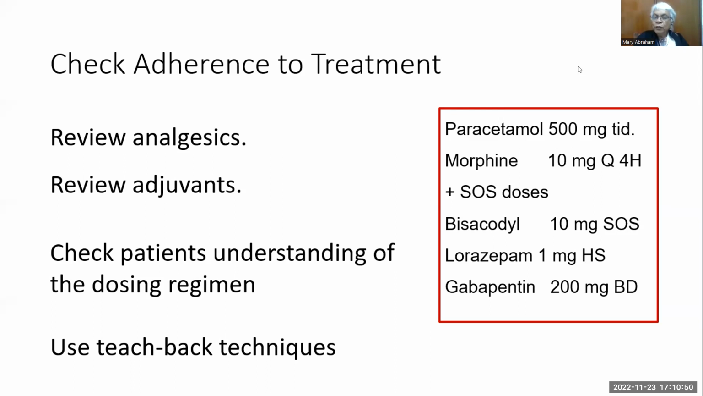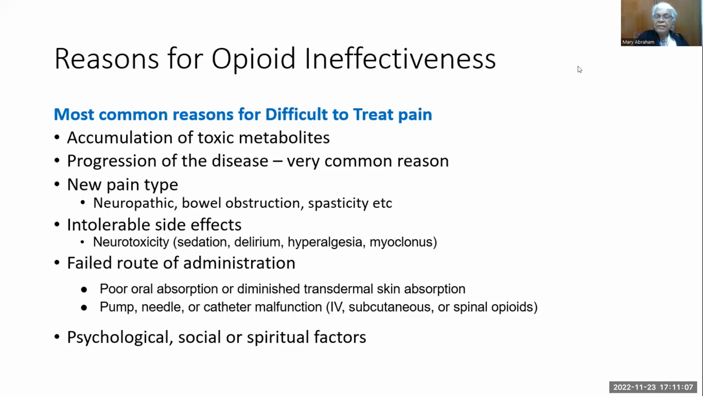So you have to do what is called a teach-back technique. You ask the patient or the attendant to read everything and see whether they are taking it exactly as you have prescribed. That way we can ensure that they are adhering to the treatment. Now, some of the reasons for opioid ineffectiveness, like when you're giving strong opioids but they are not acting. What are the common reasons? One is the accumulation of toxic metabolites, which will be a hurdle for you to escalate the dose. Or is there a progression of the disease? That is a very common reason for intractable pain.